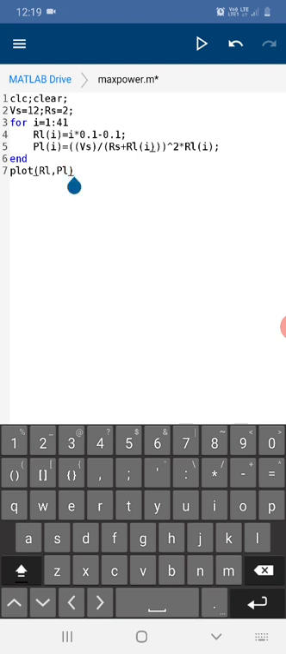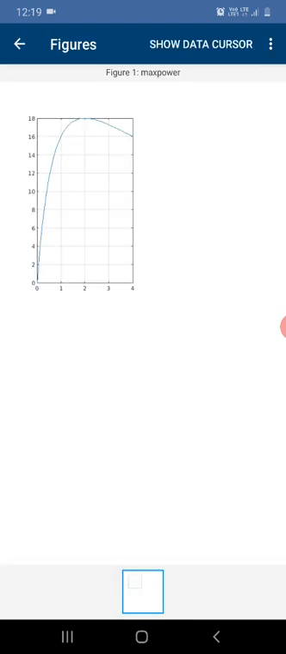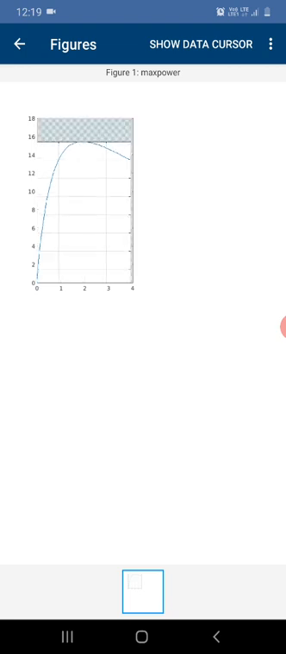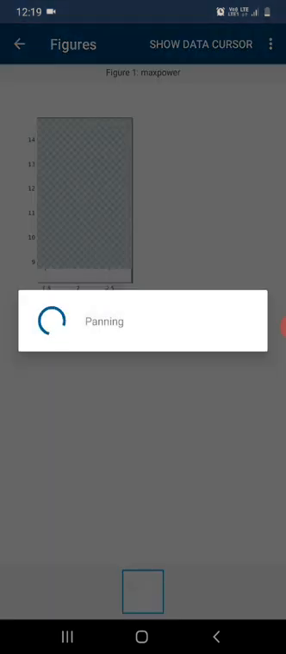Then after this plot we also use grid to get a clear idea of this graph. Okay, we run it. This is the graph. In this graph, at load resistance 2 the maximum power is 18. So when we zoom in, it is clarified by using grid.